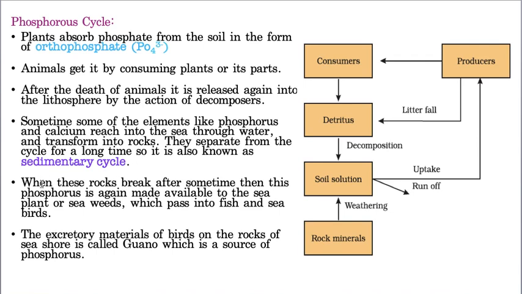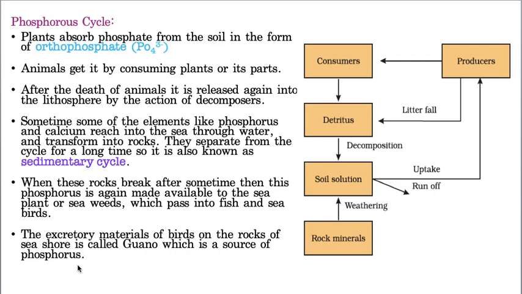Now when these sedimentary rocks break, the phosphorus again becomes available to the sea plants and also the seaweeds, and thereby it will be available to the fishes and the seabirds. And when these seabirds excrete, it is called guano, and this guano is also the richest source of phosphorus. Hope you understand the phosphorus cycle.